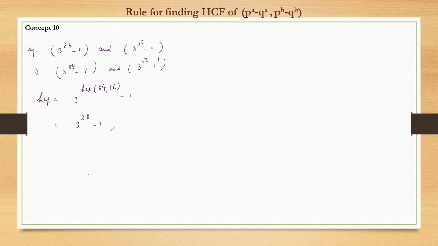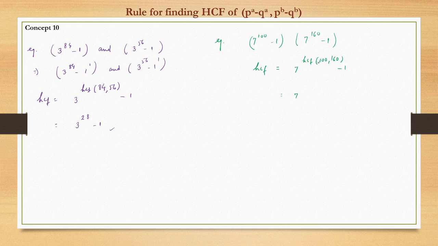Now we'll see another example just to validate this. Say for example 7 raised to power 100 minus 1 and 7 raised to power 160 minus 1. Here since 7 and 1 both are co-prime to each other, what would happen? The HCF we can directly write as 7 raised to power HCF of 100, 160 minus 1.